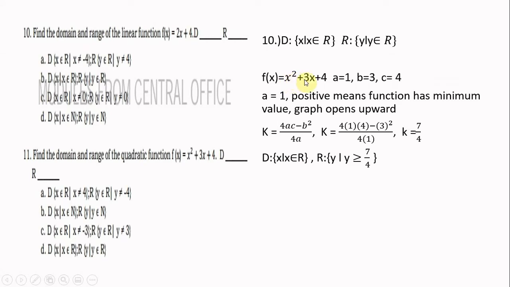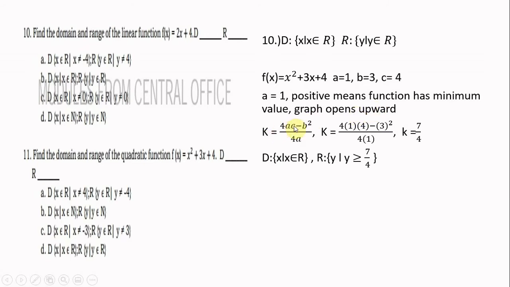So f of x equals x squared plus 3x plus 4. Its a is 1, b is 3, c is 4, the constant. So b is the numerical coefficient of the linear term, and a is the numerical coefficient of the quadratic term. Now, a is equal to 1 and it's positive, so the function has a minimum value and the graph opens upward. So if we are going to get the ordinate of its vertex, it's letter k.